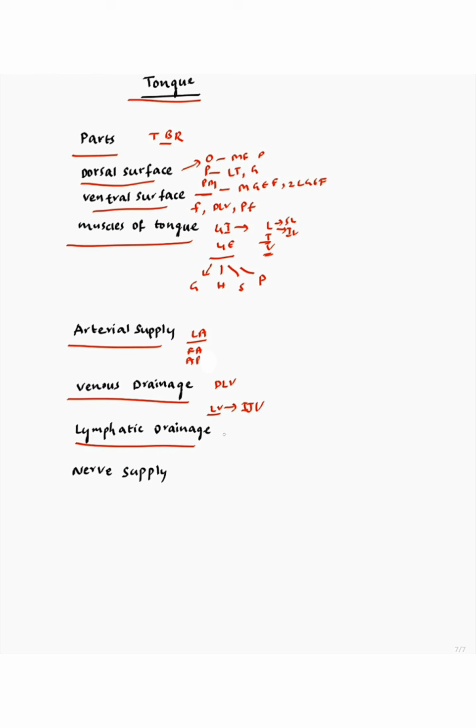Lymphatic drainage. It has four sets of vessels: apical vessels, marginal vessels, central vessels, basal vessels. Apical vessels drain into submental lymph nodes, marginal vessels into submandibular lymph nodes, central vessels into deep cervical lymph nodes, basal vessels into upper deep cervical lymph nodes, including jugulo-digastric lymph nodes.